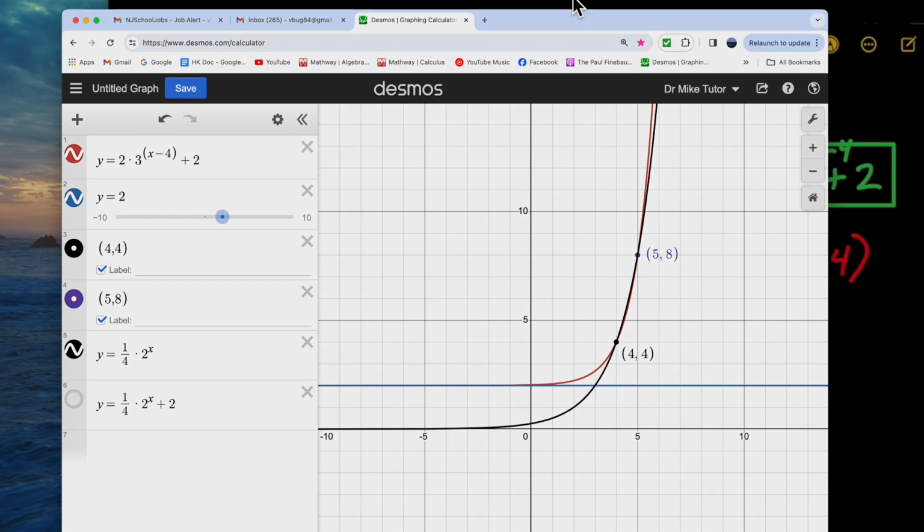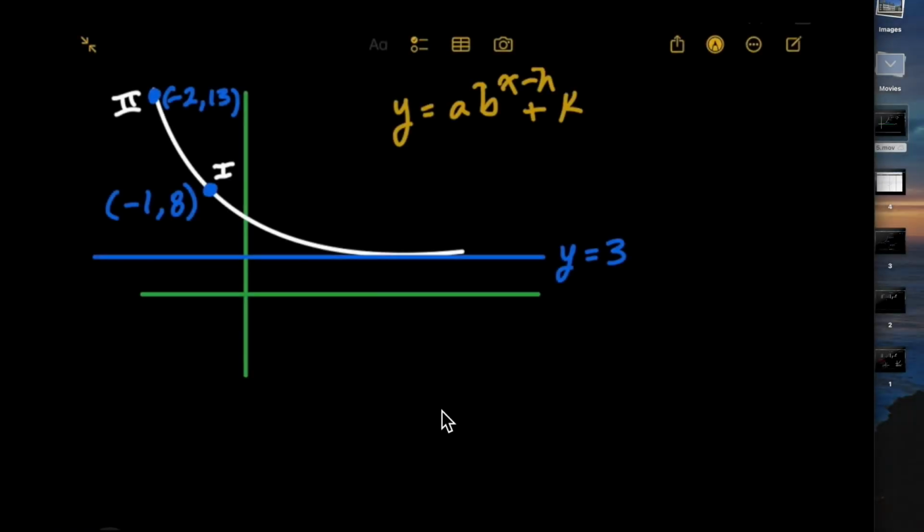In this next example, we are given this decay function. You could see as you move left to right, the graph heads towards the horizontal asymptote. So we know that b is going to be some sort of fraction between 0 and 1. Remember, it has to be positive. Can't be 1, can't be 0. Okay, we see that our horizontal asymptote is at y equals 3. We cannot use division of equations. So we're going to use our Roman numeral points technique.